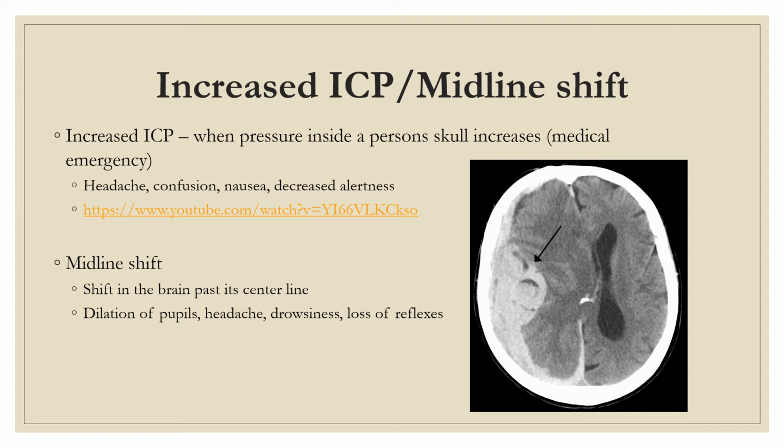A midline shift is even worse. This is pictured here in the slide. What that arrow is pointing to is actually a tumor that's pushing the brain. If anyone can notice, right down the middle should be that fissure that separates the right and left hemispheres. This left hemisphere of the brain is pushing over into the right. That is not good at all. That's an emergency. It's a shift of the brain past its center line. Patients can develop pupillary changes, dilation of pupils, headache, drowsiness, loss of reflexes.